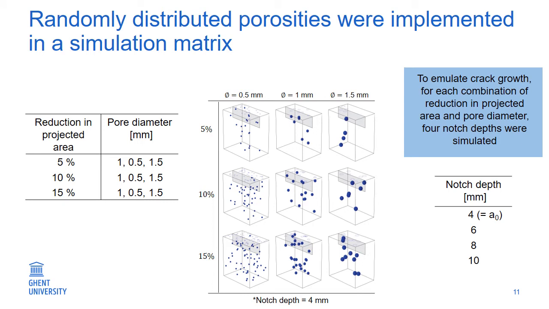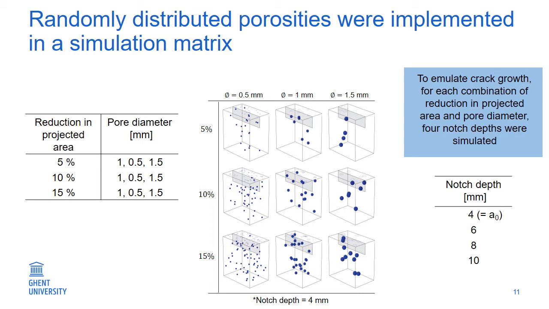Randomly distributed porosities were implemented in the simulation matrix, based on projected area values defined in the standards. Random porosity distributions were generated and simulated. The porosity distributions were created based on three projected area values: 5%, the maximum value tolerated among the analyzed standards, and two superior values, 10% and 15%. Three porosity distributions were generated for each of the three projected area values adopted.